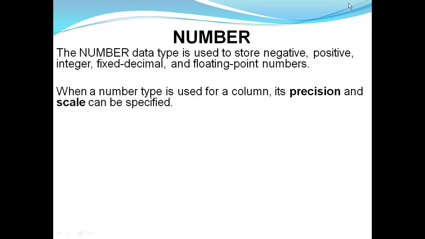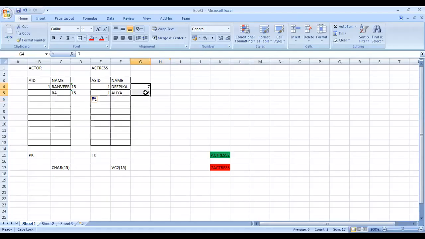Understand with an example. Let's see. I'll remove this now. And let's add one more thing called salary. We have one extra attribute called salary.